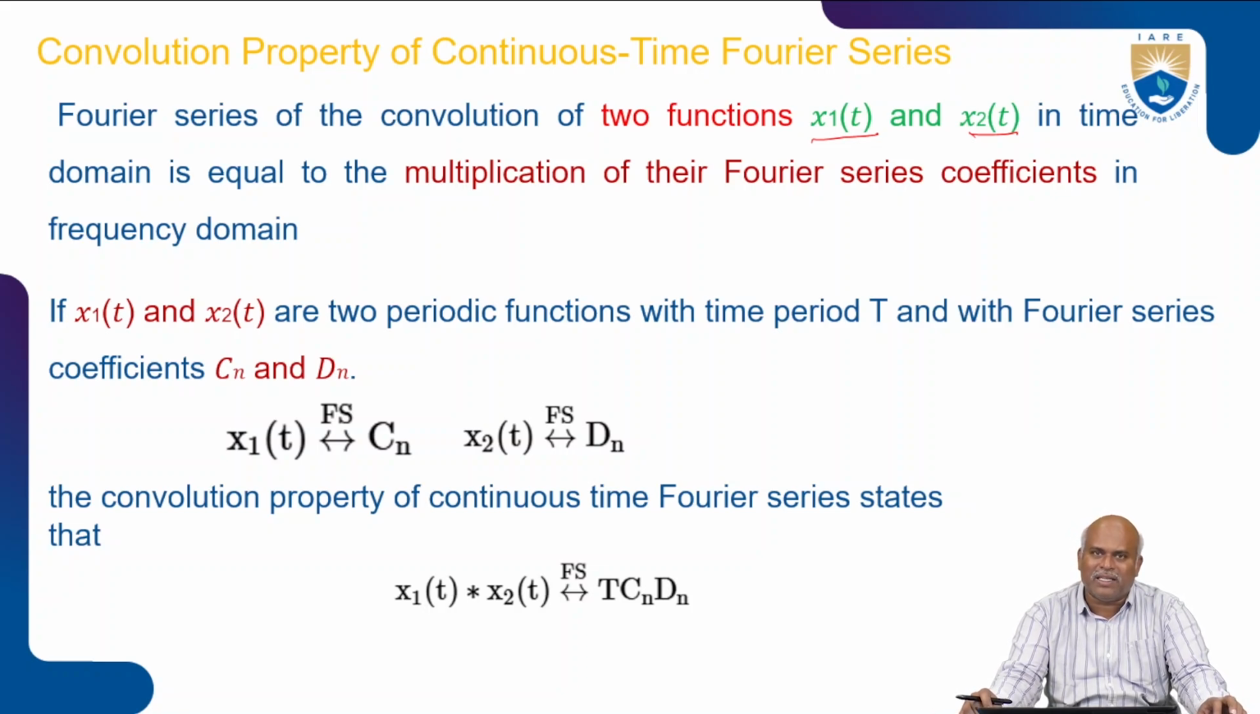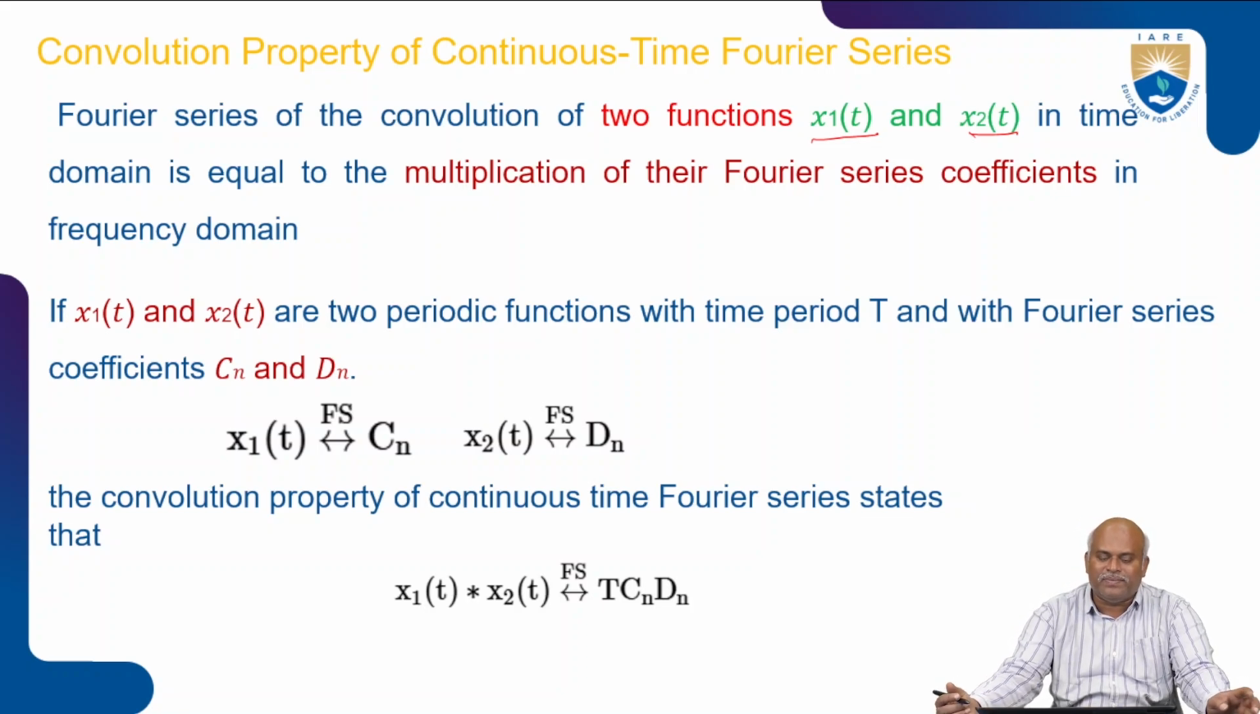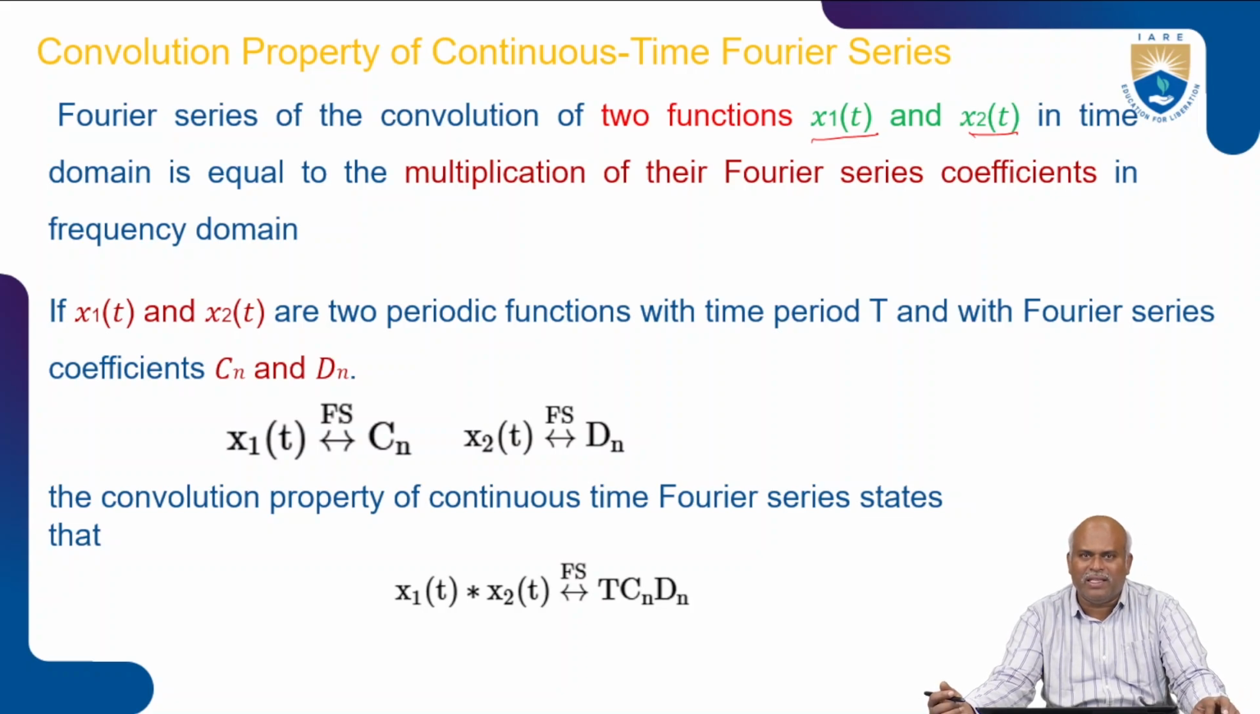Now this property is represented as, if you convolve the signals, the output of the Fourier series is represented as a multiplication in the frequency domain. That is, Fourier series coefficient multiplication. Now we need to prove this property. For that, we take two different signals, x1 of t and x2 of t. Both have the same character.